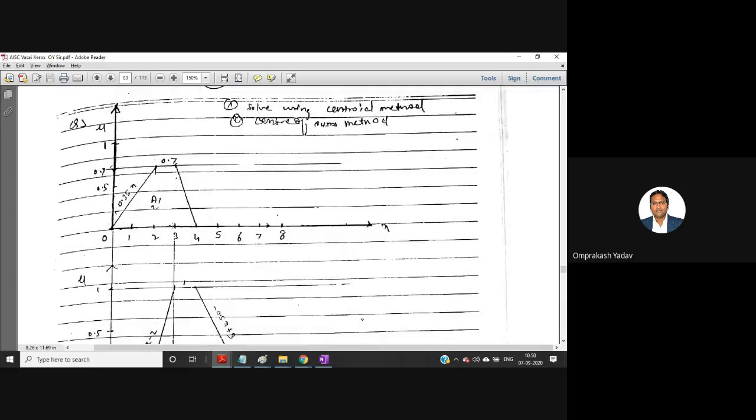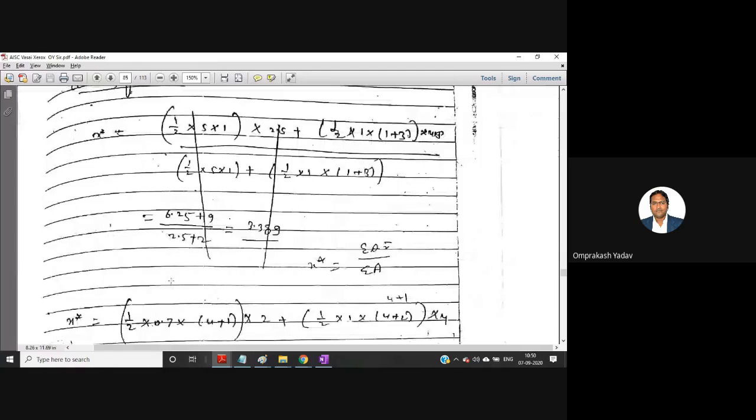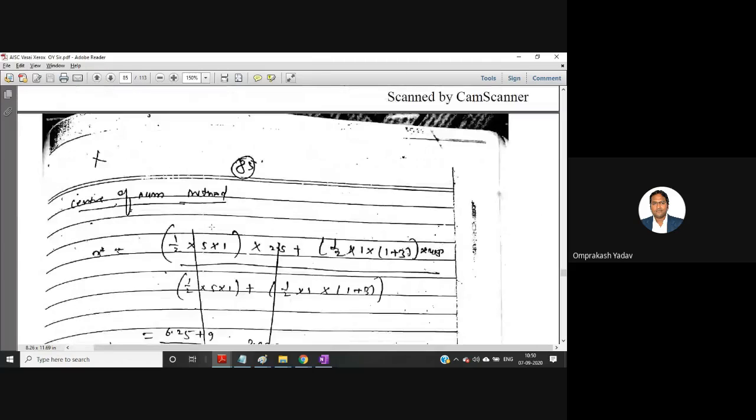What is the height of this one? The height is 0.7, right? So 1 by 2 into the height, that is 0.7, into the summation of both the parallel lines. One parallel line is this one. The other parallel line is this one. What is the length of the parallel line? Let's check, it's 1 unit. This is 1 unit.